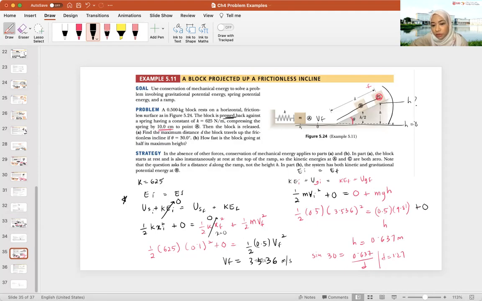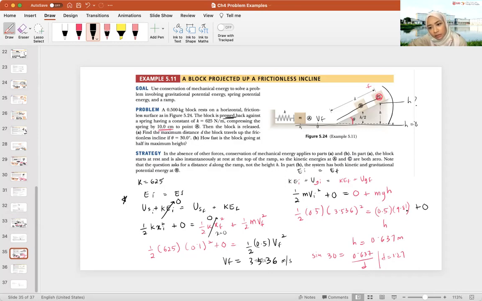Okay, so this is 1/2 m v_i squared, some value. V final we got from here, plus 0, which is mgh, mg times 0, equals KE final, which is 0, and mgh: 0.5, 9.81.